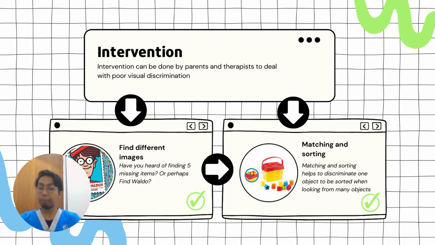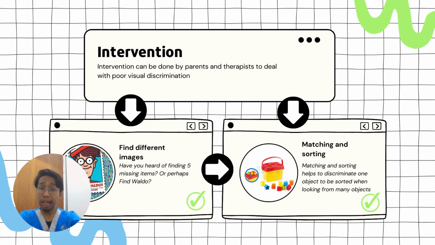So you can just ask your child, hey, can you help me find jugs? There's a jug on the first picture, but there's no jug on the second. Where is it? You need to help me. So that's the first one, and the second one is matching and sorting. So these are the things that we actually can do.